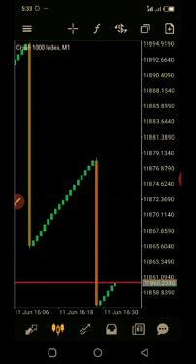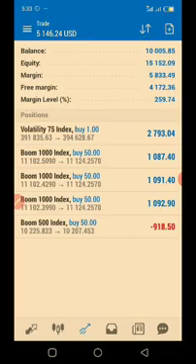So what does this mean? It actually means that we're going to show you how you can scale Boom and Crash. Since it's a scalping market, you're going to enter with a big lot size, and then once in profit, you're going to close the order. You understand what I'm saying? You feel me? So let's get started.